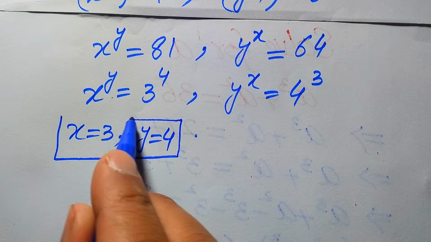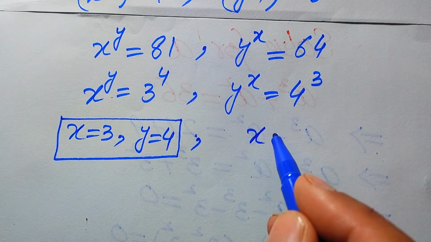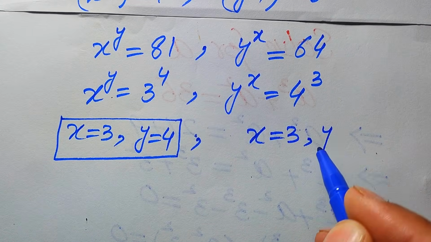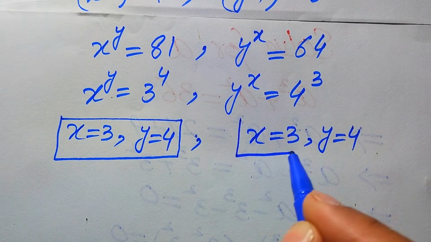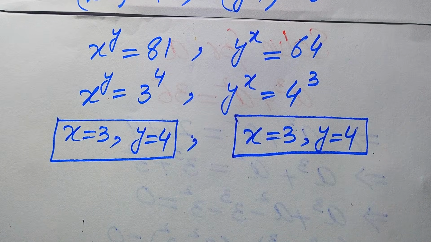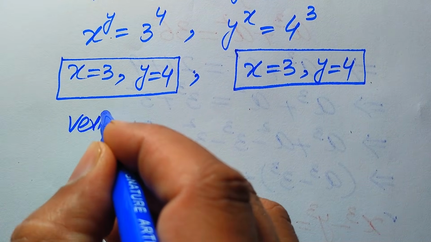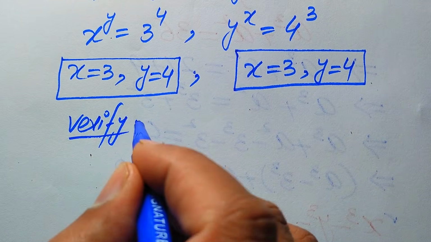This is the first solution of the given equation, and from here when we compare both sides we get the value of x is equal to 3 and y is equal to 4. So you see here from both of these two cases we get the same values of x and y. And now in the next step, we need to verify whether these values are the solution or extraneous roots.